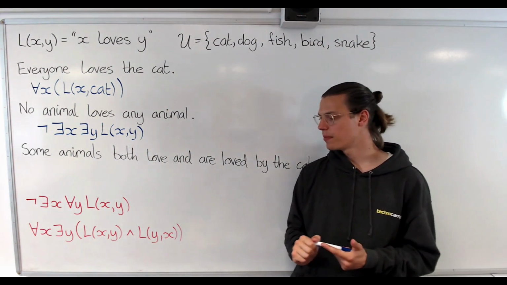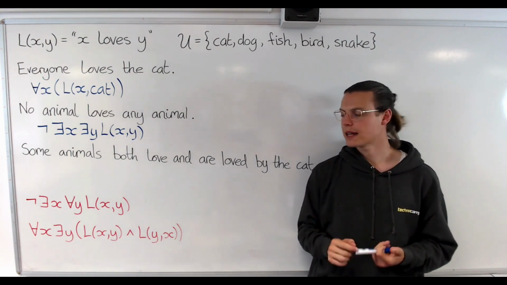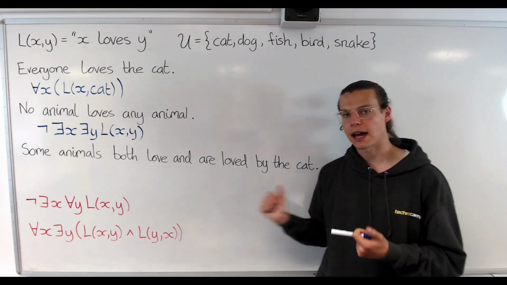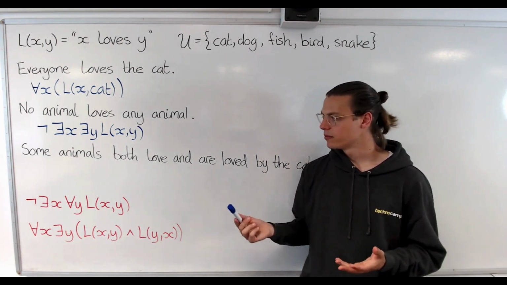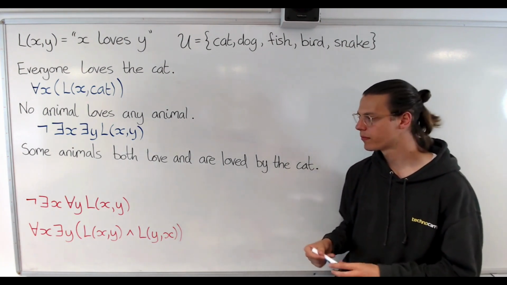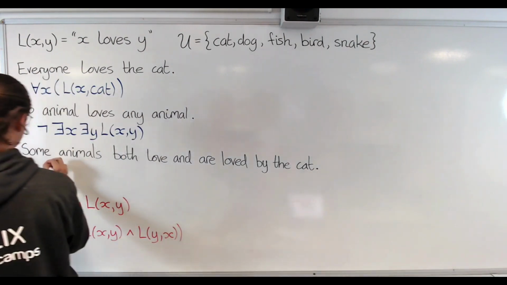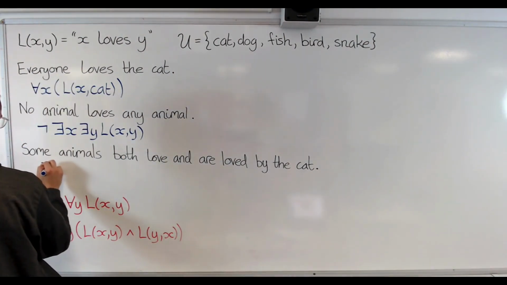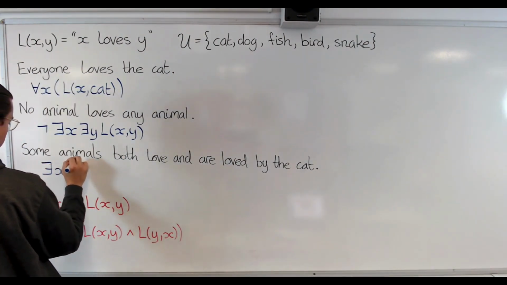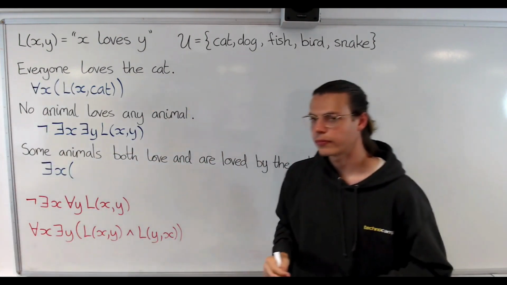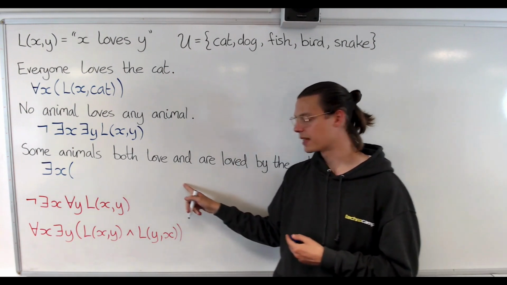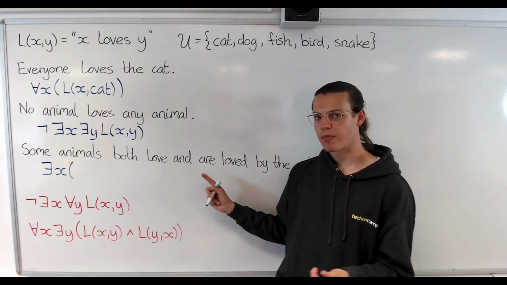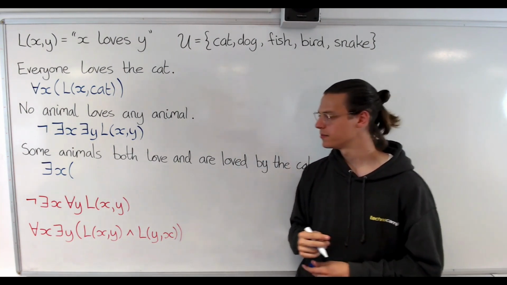And thirdly, some animals both love and are loved by the cat. So there is some animal X such that X loves the cat and the cat loves X.